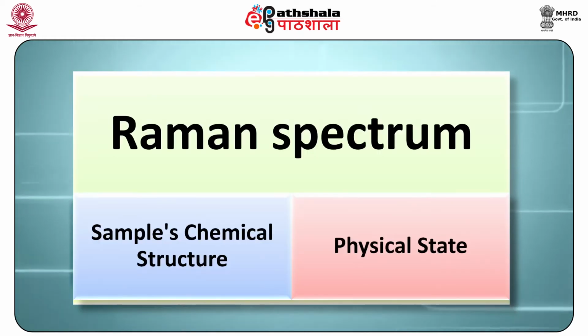By measuring the intensity of the scattered light as a function of the frequency difference, we obtain a Raman spectrum, which reveals information about a sample's chemical structure and physical state. A Raman spectrum is similar to an infrared spectrum, though different vibrational modes are observed in these two complementary techniques.